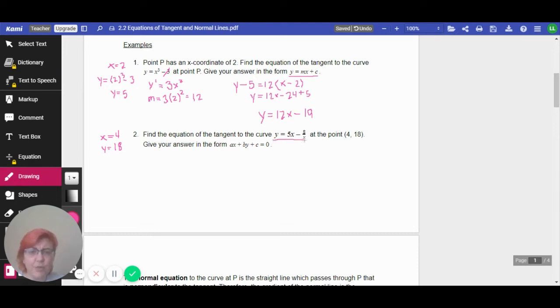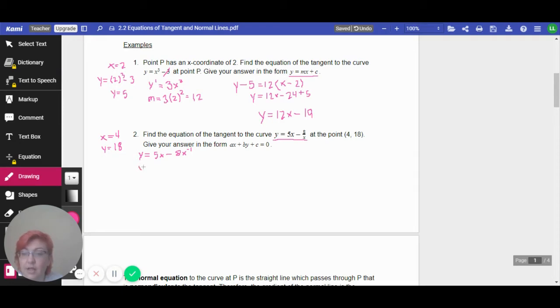So my first step is I'm going to rewrite this so that I don't have any variables in a denominator. And so I'm going to rewrite that y equals 5x minus, that becomes 8 over 1, which is just 8. And then moving my x up, I have to make its exponent negative. So 8x to the negative 1.